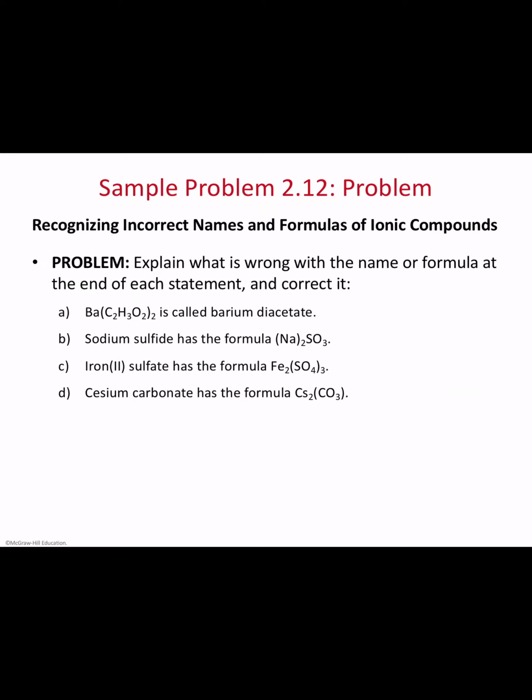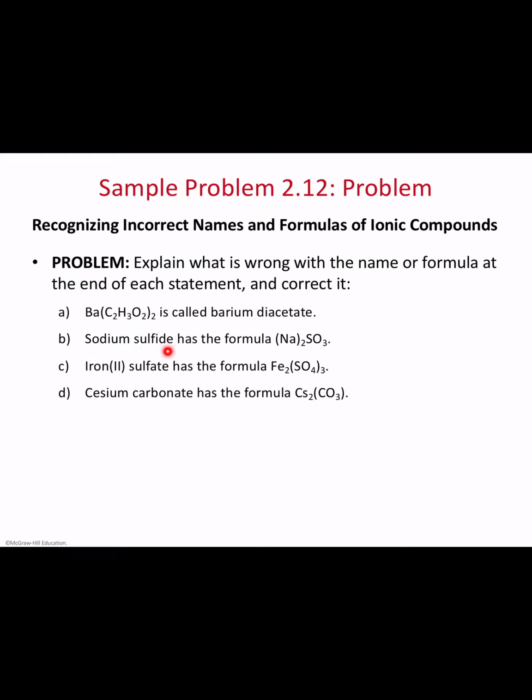And explain what is wrong with the name or formula at the end of each statement and correct it. Now this one, first one, this thing is called barium diacetate. And what's wrong with this is, this is an ionic compound because you have barium and this is the acetate group. We don't use prefixes such as di for an ionic compound. So it has to be written as barium acetate. Okay, that is what's wrong. You don't use di for ionic compounds.